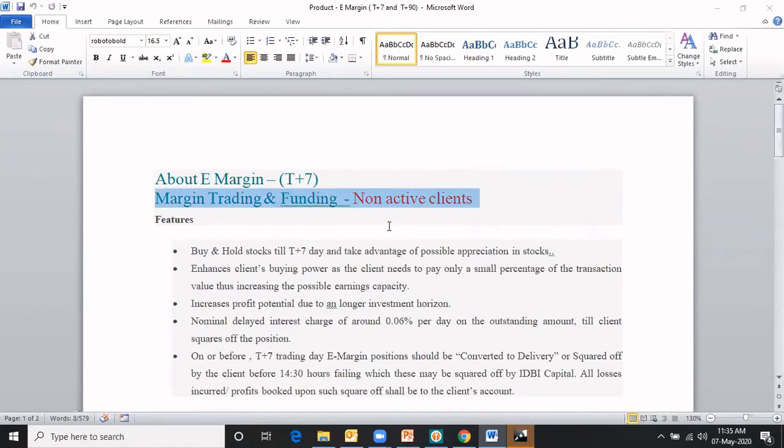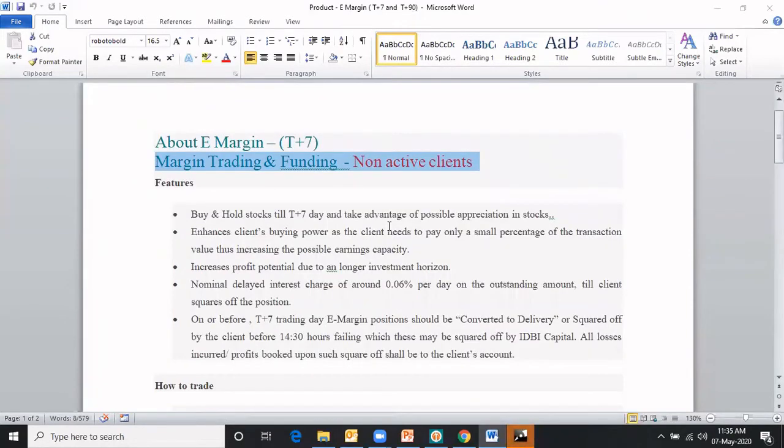Now, what will happen in this? Slowly, I am taking this downside. You can read it whenever you have time. But in a nutshell, I'll tell you the feature of this for non-active MTF clients. In e-margin, you can buy for T+7. That means you can buy a stock and hold it in delivery for 7 days. It will not come into your demat account since you are not paying 100% of the money.